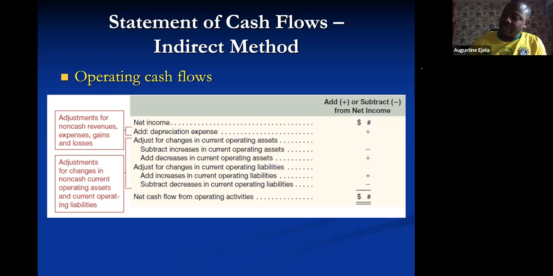What we are saying is that if your inventory has gone up between last year and this year, the implication is that your cash has gone down. So it becomes a negative. So you are going to subtract that 10 million from this equation that we are preparing.